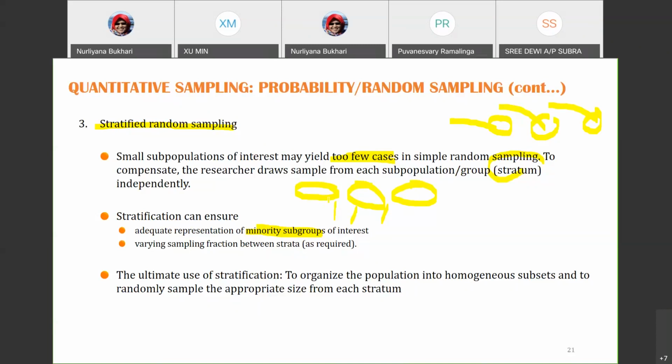Same chance to participate. So we can vary the sampling fraction. Sometimes we can say, okay, we take 50%, 50%, 50%, or if she's the only one, she will be selected definitely, totally. Like Jumin. So the ultimate use of stratification, we want to organize the population into homogeneous subsets. Means, this is the Indian group, Malay, Chinese, or international student group, then randomly sample the appropriate size from each stratum.